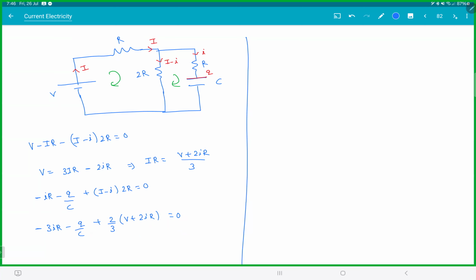And then this will be how much? Minus 3 plus 4 by 3, minus 5iR by 3, minus Q by C plus 2V by 3. Right so far? Oof. And then what answer did you guys get? Someone did get an answer. So keep i here and everything that side. You end up with dq by dt will be 2V by 3 minus Q by C, and this is 3 by 5R.